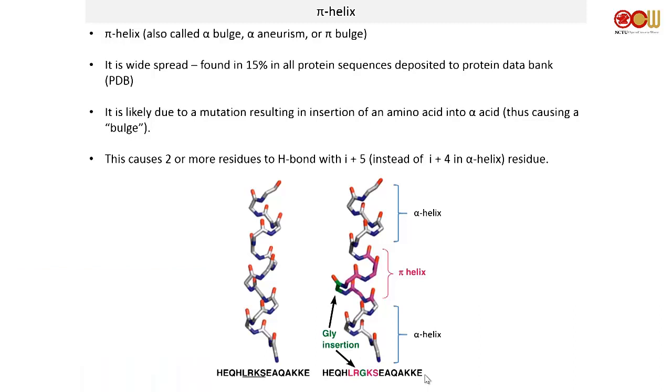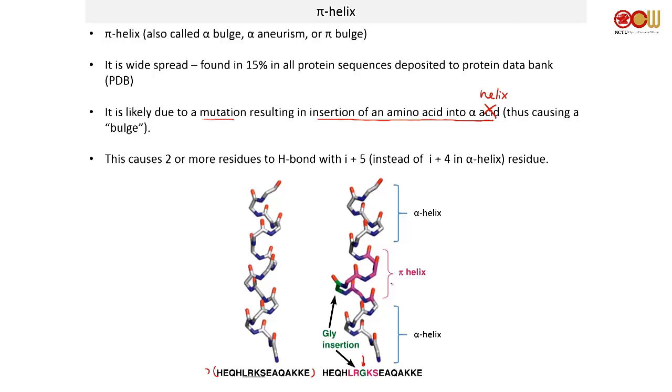So the occurrence of pi helix is likely due to a mutation resulting in insertion of an amino acid into an alpha helix. Okay? Thus causing a little bulge. So essentially, you have 2 polypeptides here. This polypeptide gives you a very beautiful alpha helix. Right? Now, all of a sudden, you insert a glycine, okay? And it sort of destroys your alpha helix. And then you generate a local structure called pi helix.